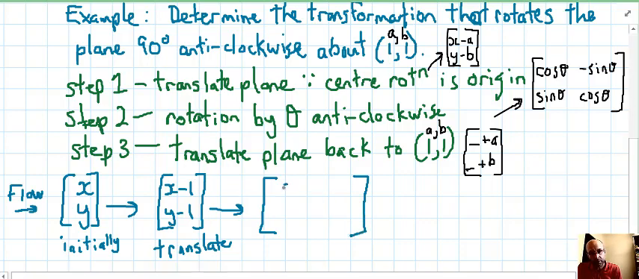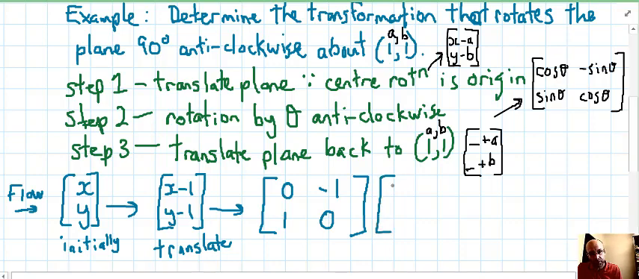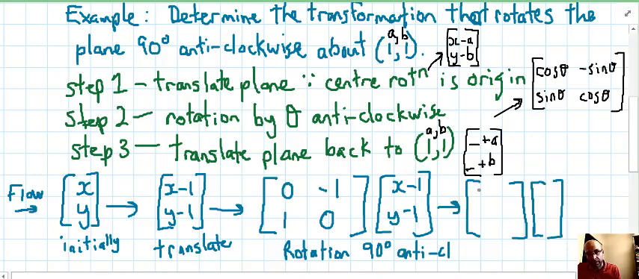Okay, so cos of 90 is 0, sine of 90 is 1, that will be -1, and that will be 0. That operates on the previous matrix that we just had there, x minus 1, y minus 1. Remember our previous work, the order is the opposite to the way the matrices are arranged, okay? So remember that from our previous work. So that together will give you your rotation 90 degrees anti-clockwise, okay?